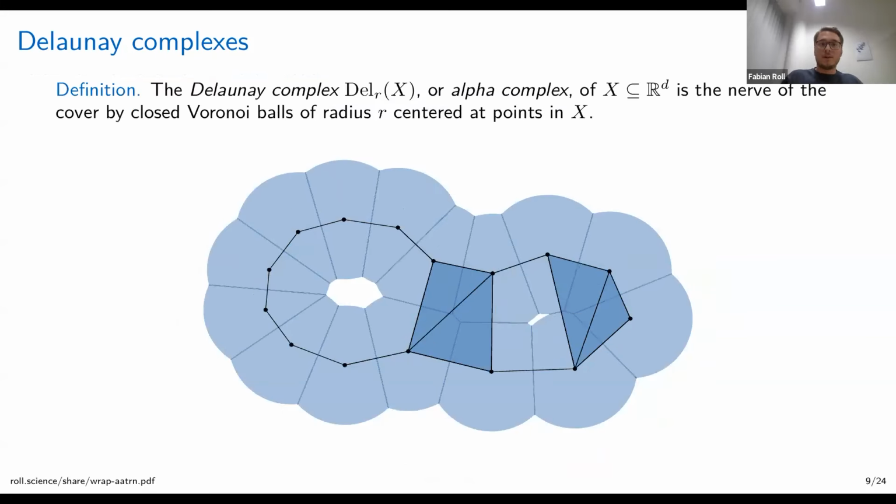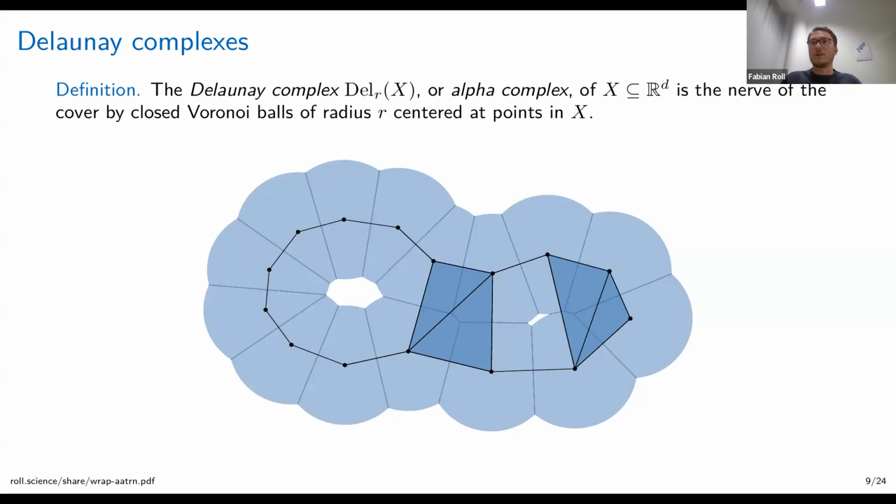And now in order to get the Delaunay complex to the parameter R, which you might also know as the alpha complex, which was introduced by Herbert Edelsbrunner, what you do is you intersect these Voronoi domains with closed balls centered at the points in your point cloud, and then take the nerve of this cover.